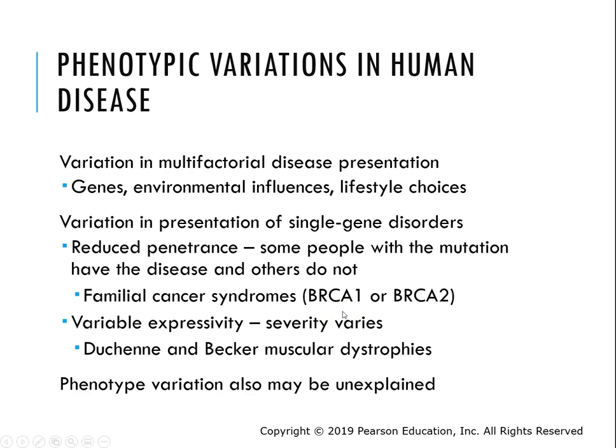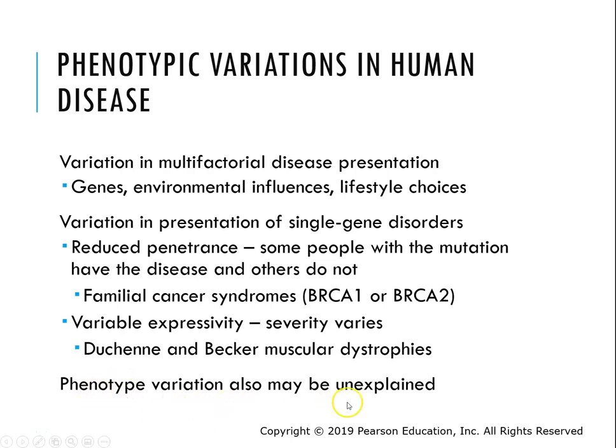All right, again, there's going to be differences. If you talk about the term variable expressivity, the severity of the disease will vary. So for muscular dystrophies, Duchenne versus Becker, they're still going to affect the dystrophin protein. That's where the name comes from. But you're going to have a variation in the severity depending on that mutation and how affected that protein is.